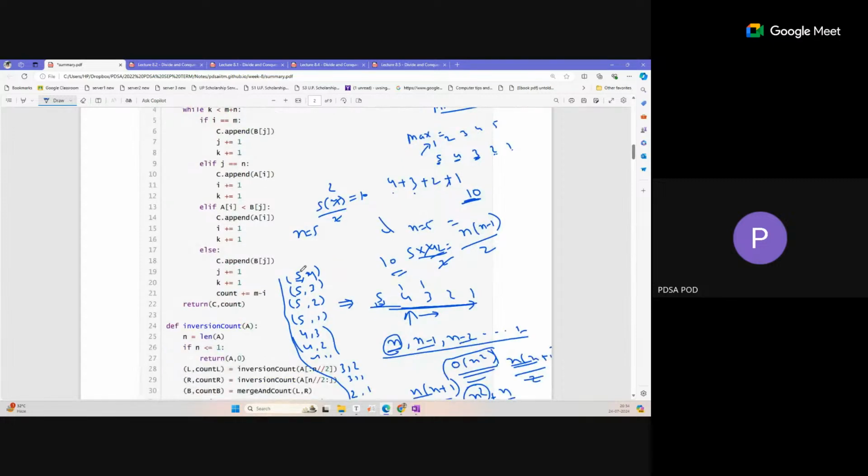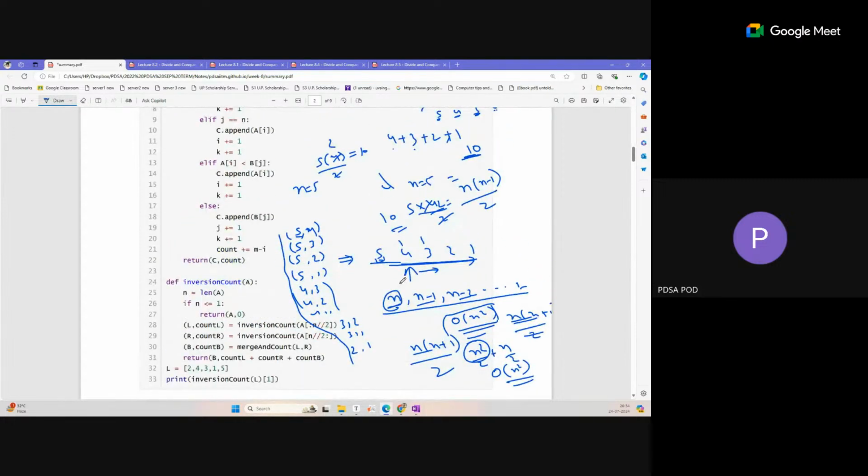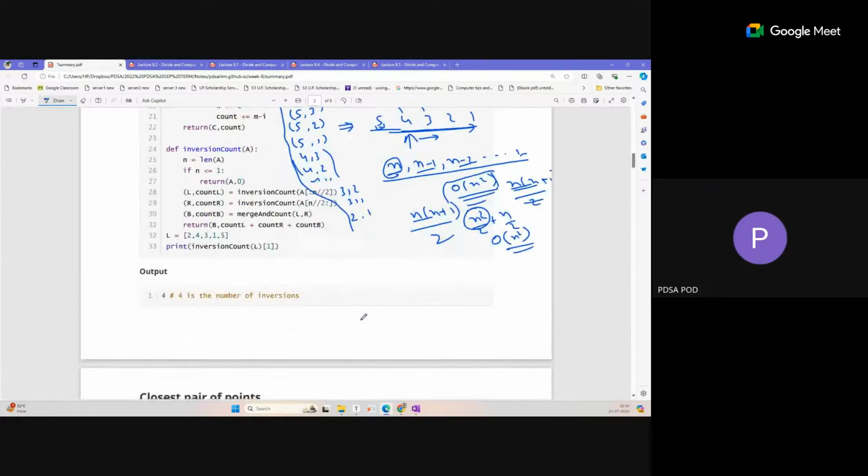But how are we achieving this time, that n log n? So you know that merge sort takes n log n time. So with the help of this merge sort, we will also figure out this count information in the same time. So how can we do this?